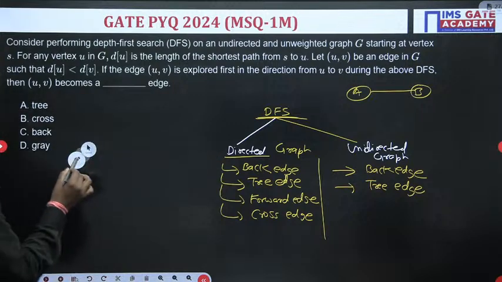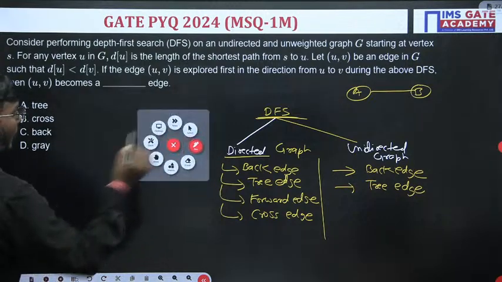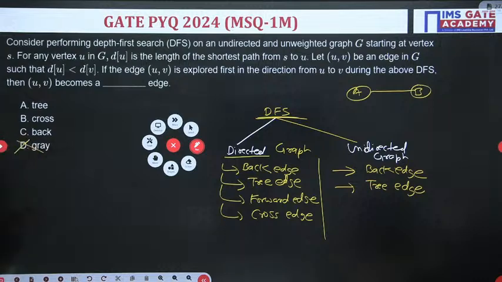So, gray is totally incorrect here, and in the DFS we don't have the cross edge. So I can say tree and back. You can try these questions. The answer will be tree and back both.